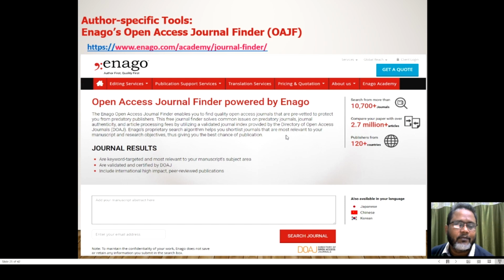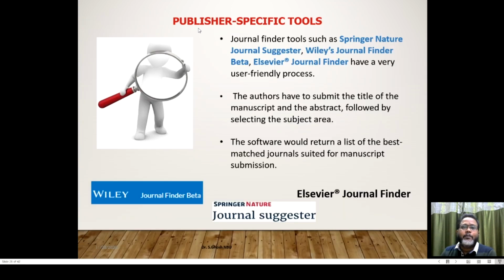So because they develop their own algorithm and technological backend, they are charging for that. And then we have the publisher-specific tools, like Wiley's Journal Finder, Springer Nature's Journal Suggester, and Elsevier's Journal Finder. These have a very user-friendly process. The authors have to submit the title of the manuscript, the abstract, followed by selecting the subject area, and then the software will return a list of best match journals suited for manuscript submission.